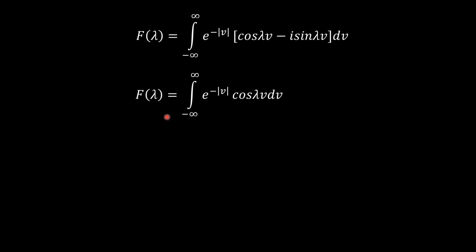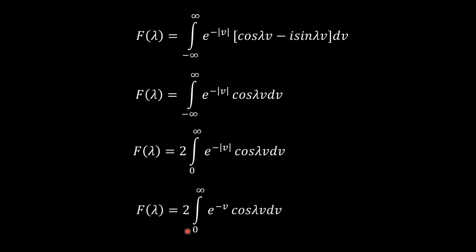Now e raised to minus mod v and cos are both even functions, and so is their product. Hence we can write F of lambda as 2 times integration from 0 to infinity e raised to minus mod v cos lambda v dv. Now, as our interval is from 0 to infinity, that is, only positive values, mod v is equal to v in the positive interval. Therefore F of lambda becomes 2 times integration from 0 to infinity e raised to minus v cos lambda v dv. Now we will simplify it further using a formula.